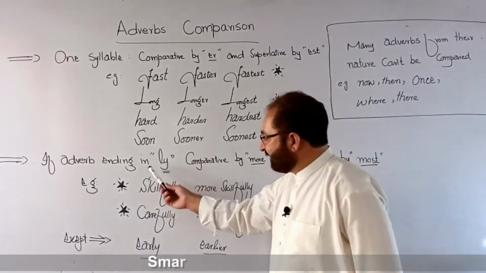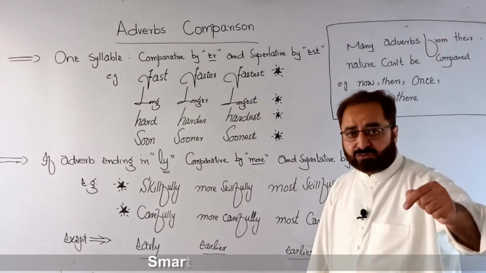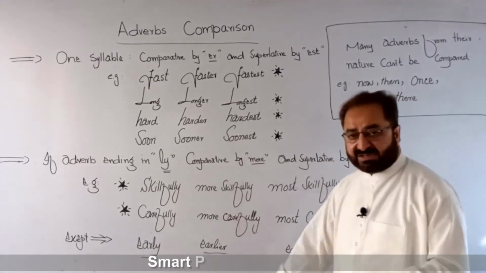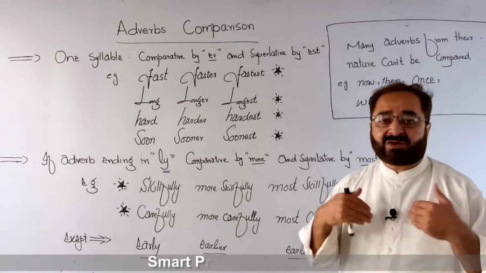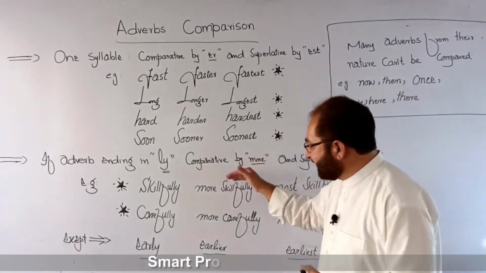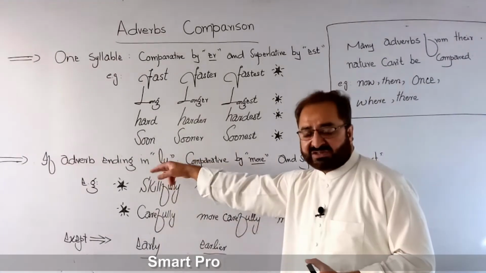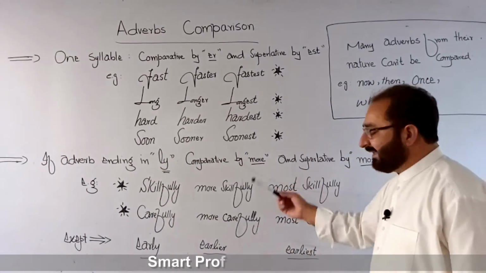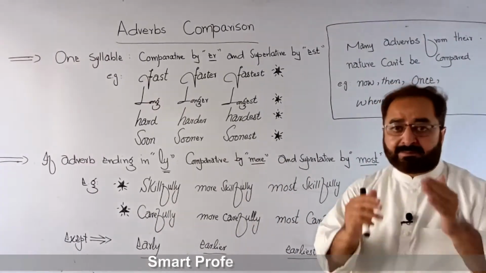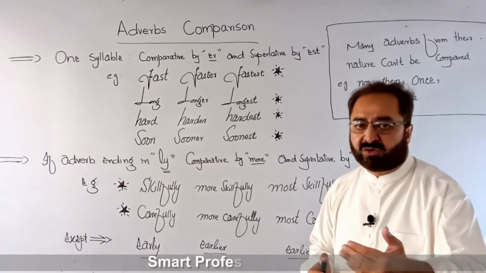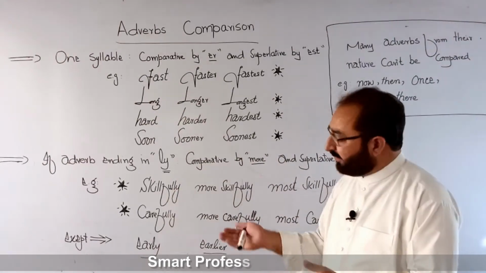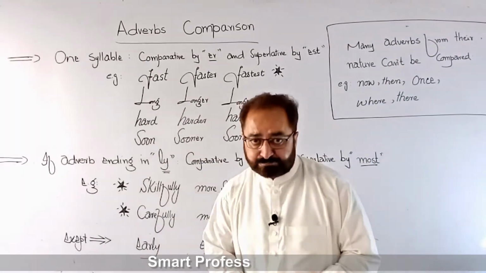Here, if there is an adverb and the adverb ends in ly, to make the comparative, by comparative we mean that we make the comparison, or we make the comparative degree of that adverb which ends in ly, by adding more before the adverb, and by adding most before the adverb. By adding more and most before the positive degree of the adverb.